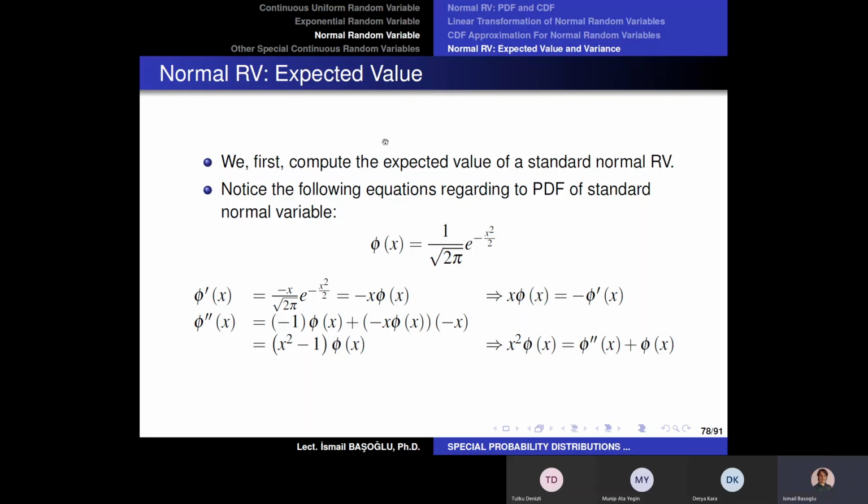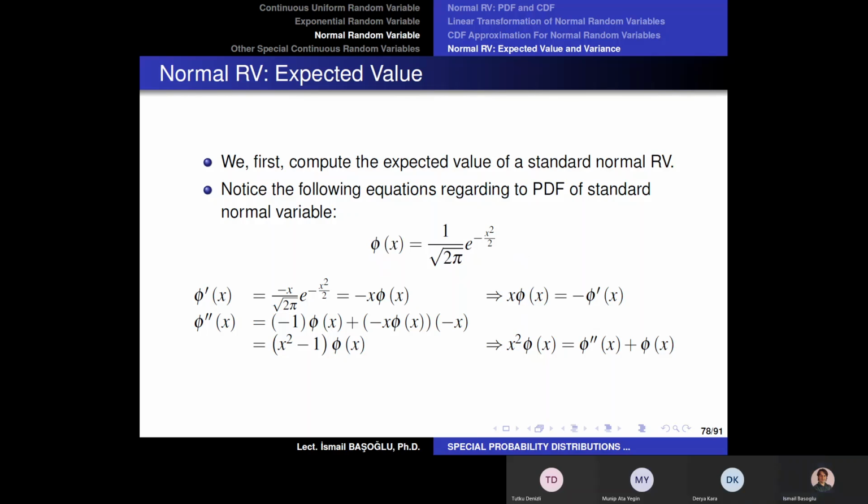Now, I want to compute the expected value of a standard normal random variable. I'm going to start from the simple. I'm not going to calculate any normal random variable, just the simplest of them, the standard normal random variable. I am going to calculate its expected value, and then I am going to calculate its variance. So let's first focus on the standard normal random variable. Remember, this was the probability density function of the standard normal random variable, denoted by the Greek letter phi of x, which is 1 over square root of 2 pi e to the power minus x squared over 2.